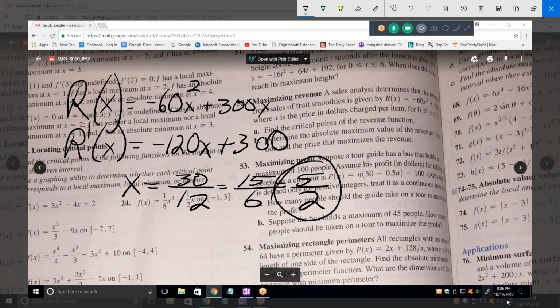Now, they told us that for x between 0 and 5, that's correct? Mm-hmm. Okay. So that's clearly the number that generates the most revenue, 5 halves, 2.5. That's the critical point of the revenue function. Mm-hmm. Determine, now we're getting questions, determine the absolute maximum value of the revenue function and the price that maximizes the revenue. Would it just be 5 halves?